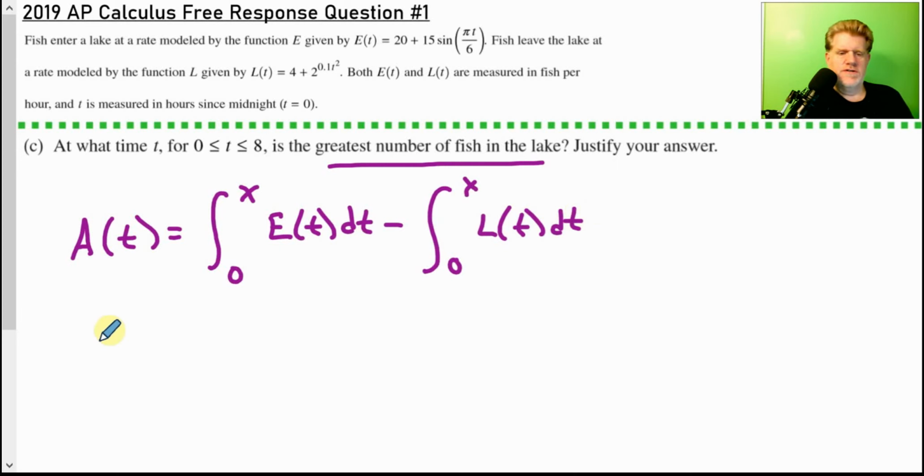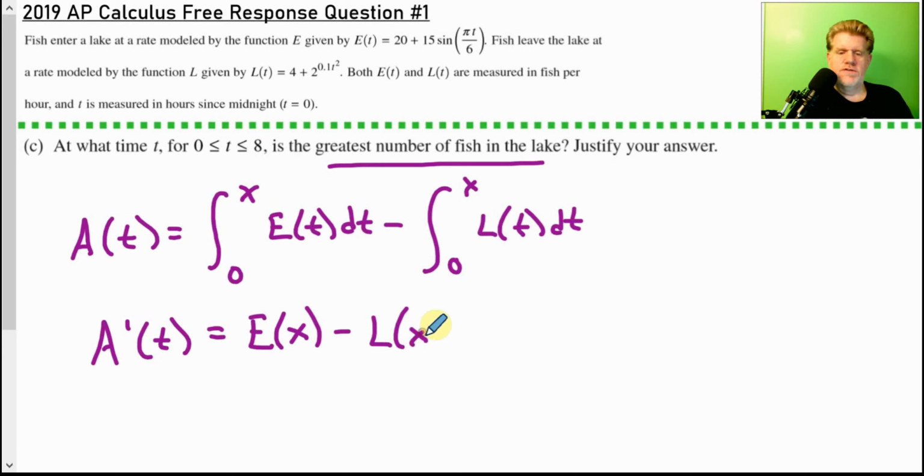So when we take this derivative, because if this is the amount, we want to take the derivative to find the maximum. So the derivative of an integral is just the original function. So this is what we're looking for. So we want to find a critical number. And really, it kind of makes sense.